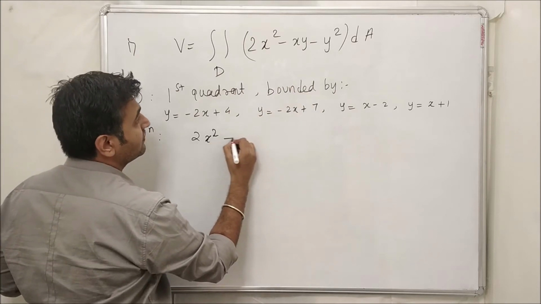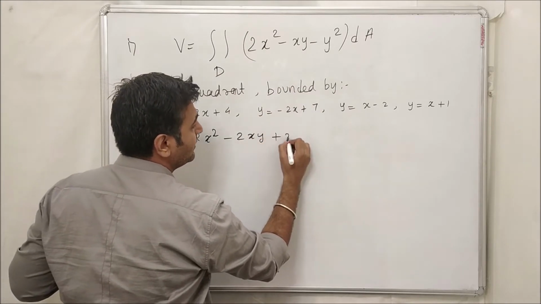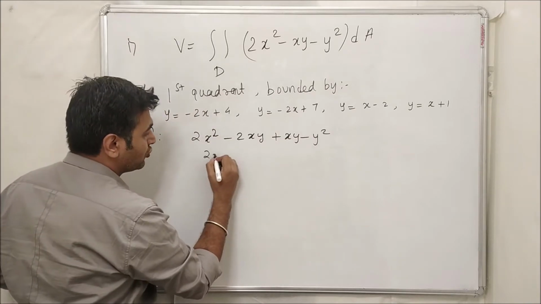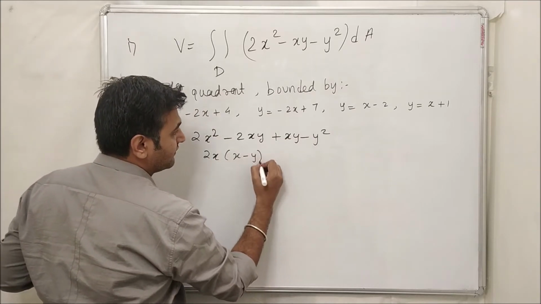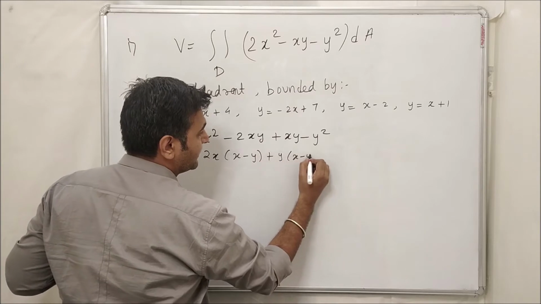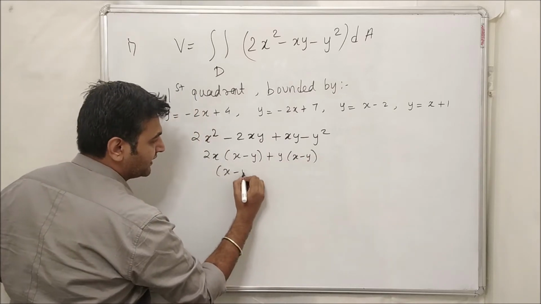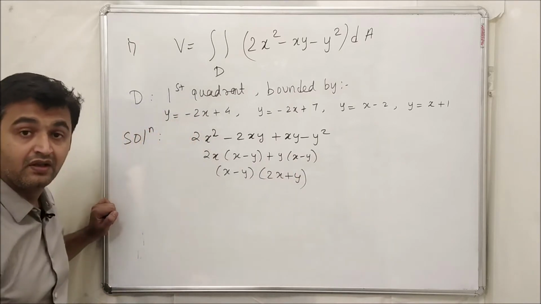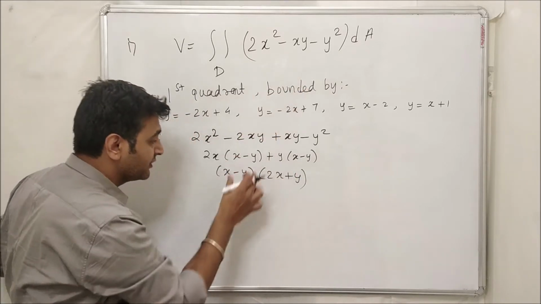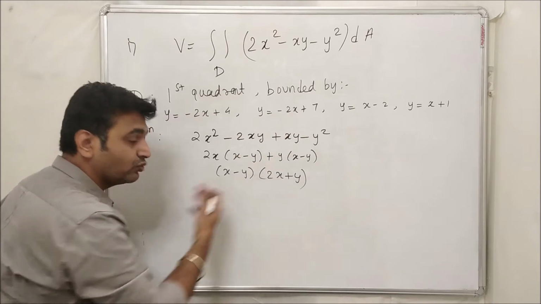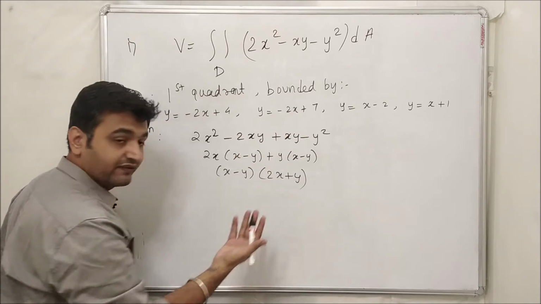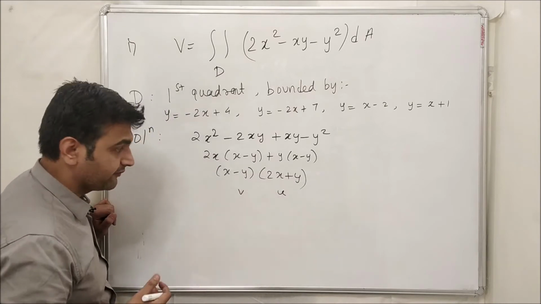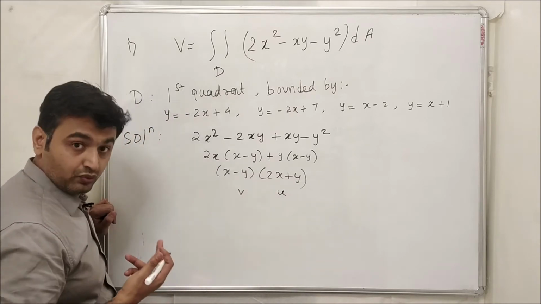Here if you observe, it is nothing but minus 2xy plus xy minus y square, and if you take 2x common from here, x minus y plus y into x minus y. Therefore you have x minus y into 2x plus y. Great. So our integrand is nothing but the product of these two. You have two terms. Call one as u and one as v, whichever you feel good with. So that is one way to do it.